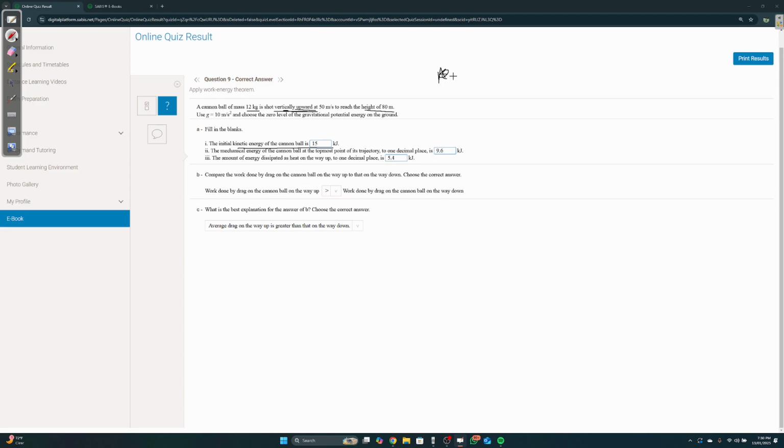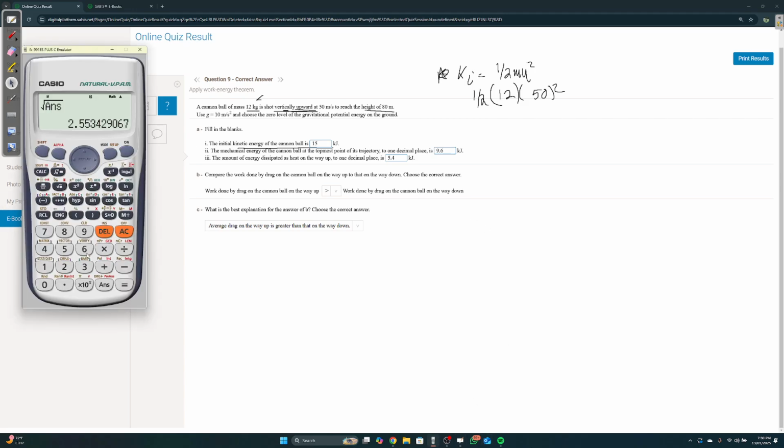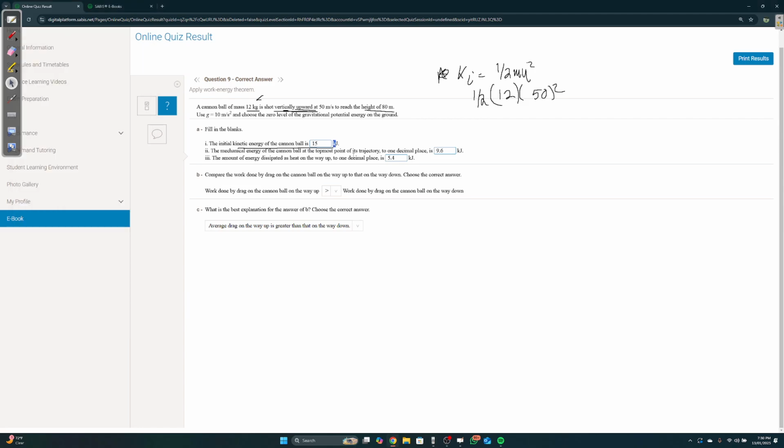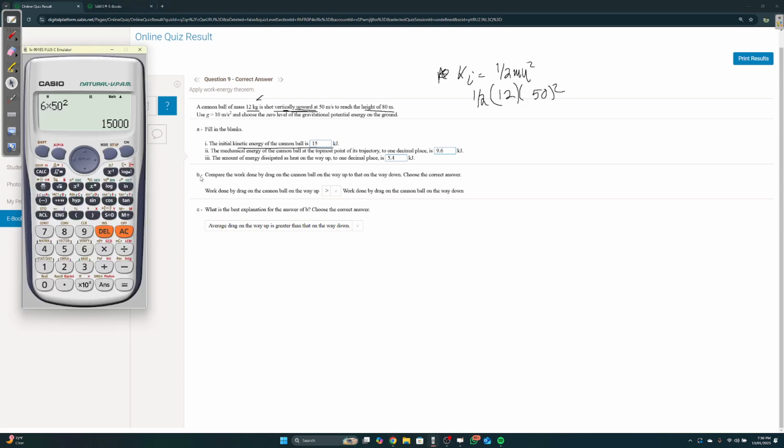Kinetic energy initial, K initial. It's equal to half m v initial squared. Half mass 12, v initial squared, this is v, 50 squared. Half times 12 times 50, so you could just say 6 times 50 squared, because half of 12 is 6. That's 15,000 in joules, obviously. In kilojoules, you just divide by 1,000 and you get 15.